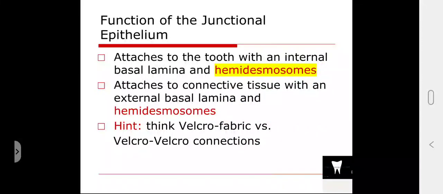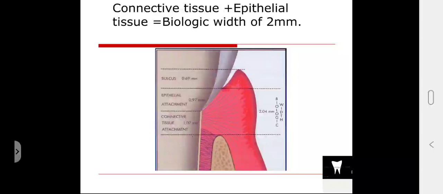So what is the function? It attaches to the tooth with an internal basal lamina and the hemidesmosomes. So it attaches to the connective tissue with an external basal lamina and the hemidesmosomes. You want to think of it as a Velcro to fabric versus Velcro to Velcro. We know when you put two pieces of Velcro together, it's almost impossible to get them apart. So that's what we want to have. The connective tissue plus the epithelial tissue equals a natural or healthy biological width of 2 millimeters.